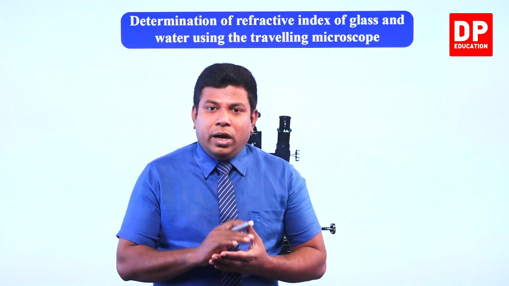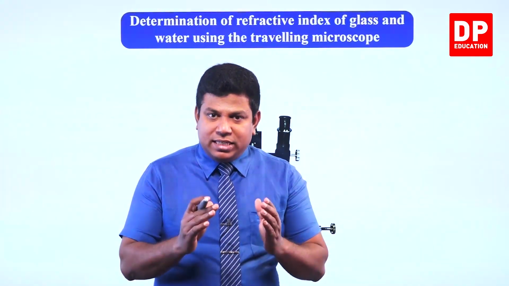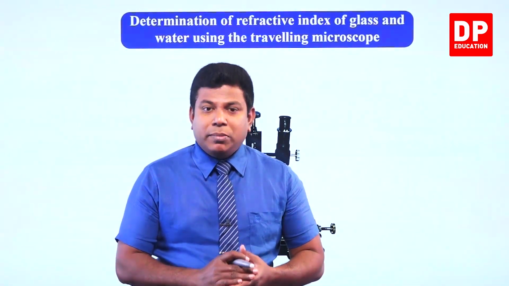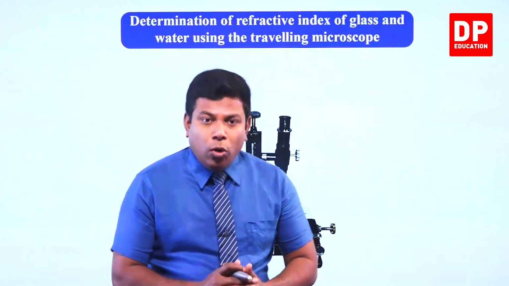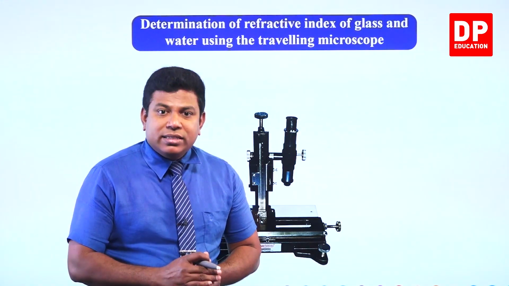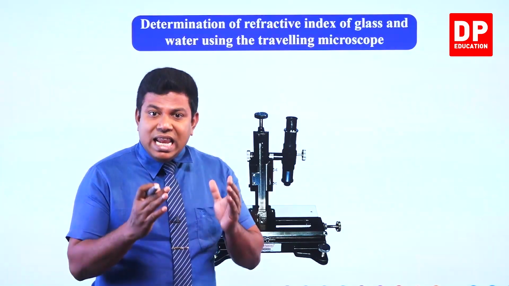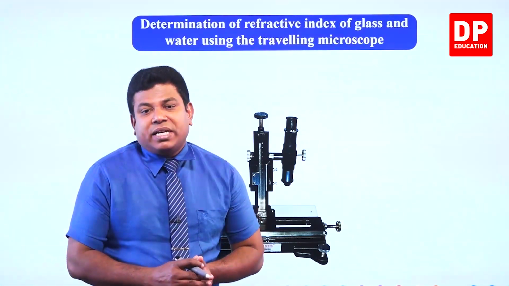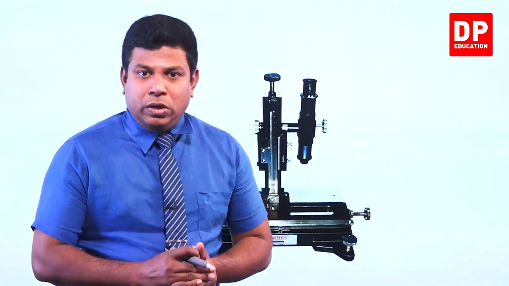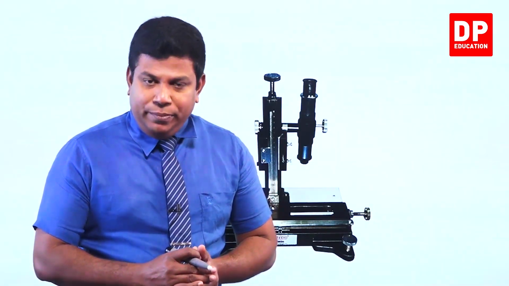Students, now we will see in your physics section light, the next practical, the next experiment, which is about using a travelling microscope and finding the refractive index of glass. Not only glass, even any transparent liquid, we can find the refractive index using this travelling microscope. How are we going to find it?